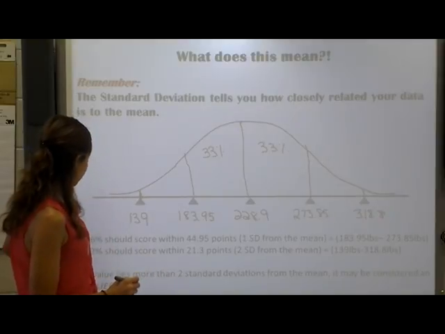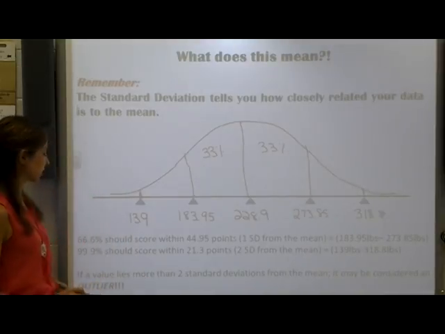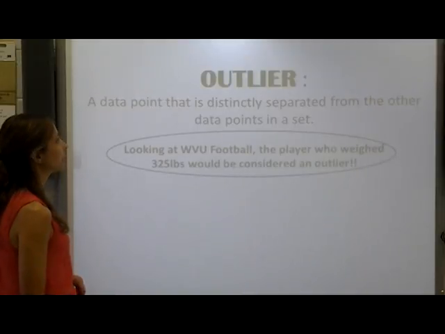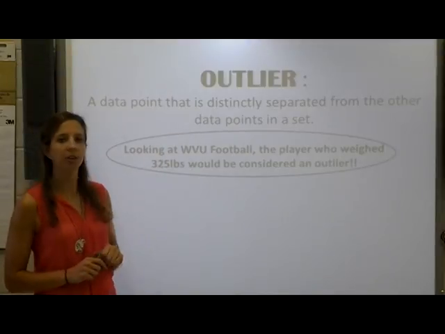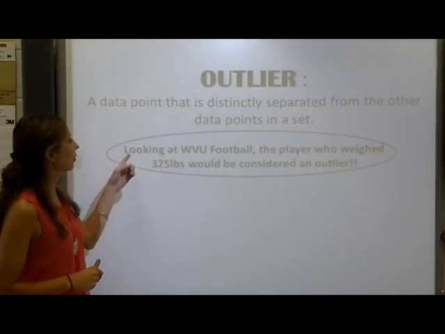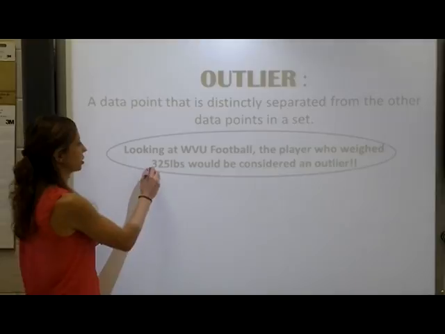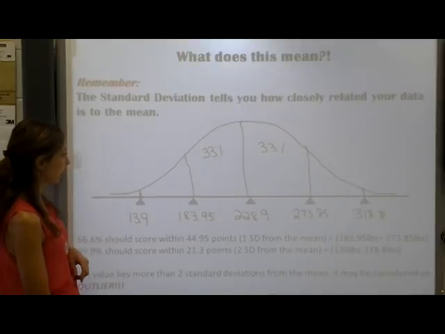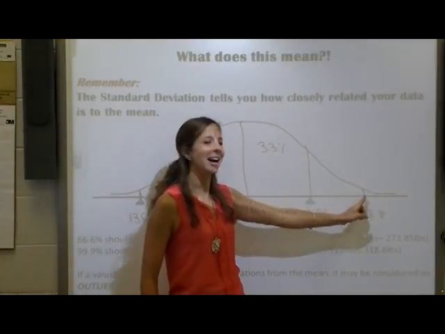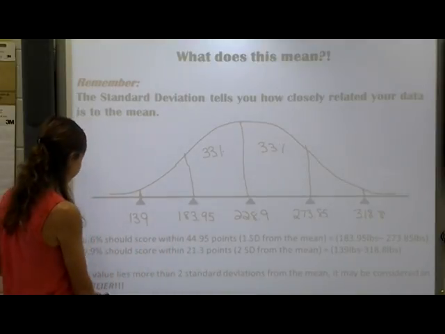So what we'll see is that if a value lies more than 2 standard deviations from the mean, we may consider that an outlier. So what's an outlier? It's a data point that is distinctly separated from the other data points in a set. If we look at the WVU football team, there is one player who weighed 325 pounds. They would be considered an outlier because if we go back, 325 pounds lies more than 2 deviations from the mean. That would make them an outlier.